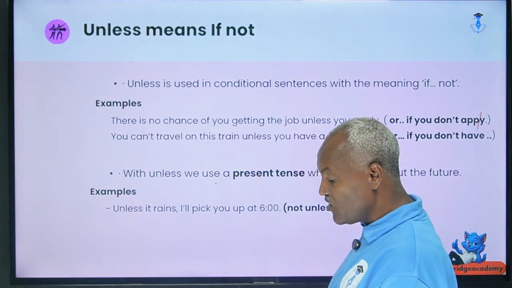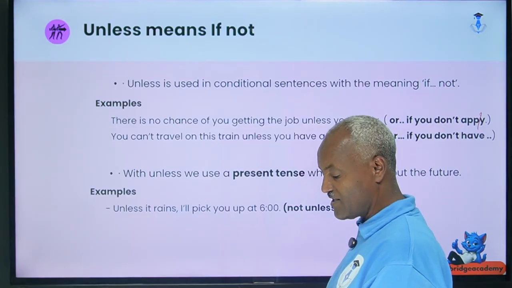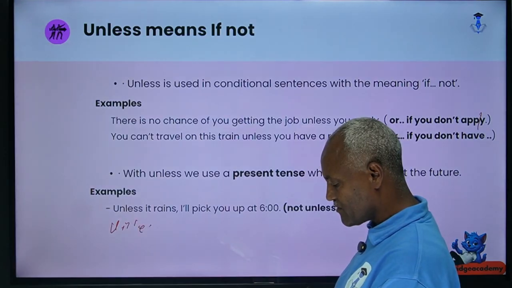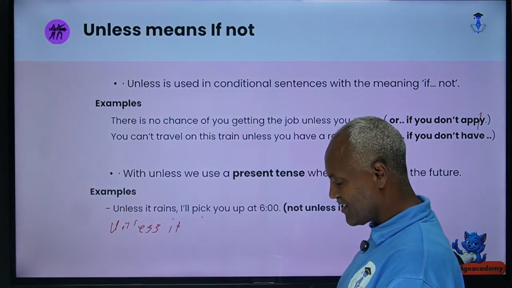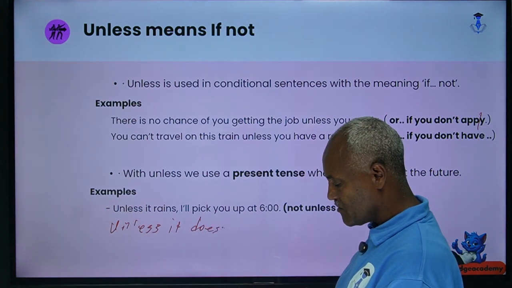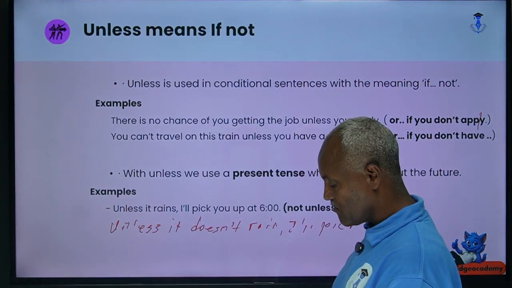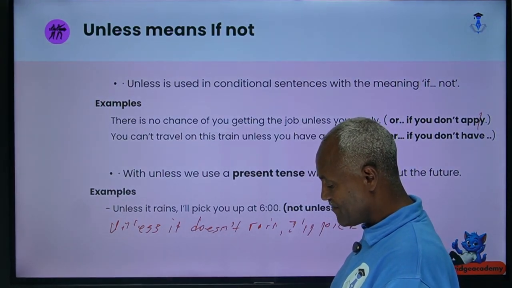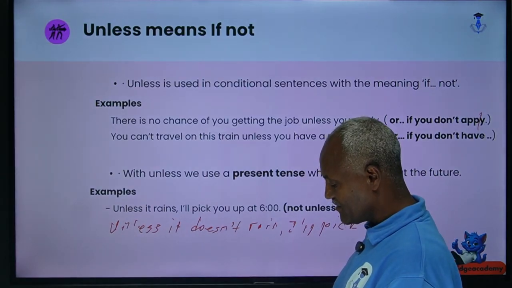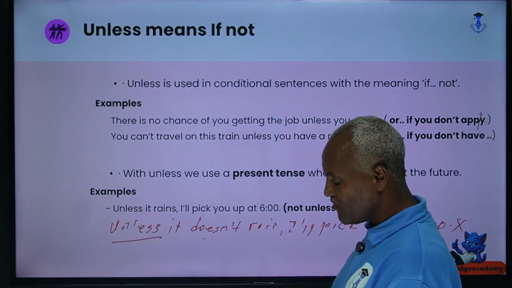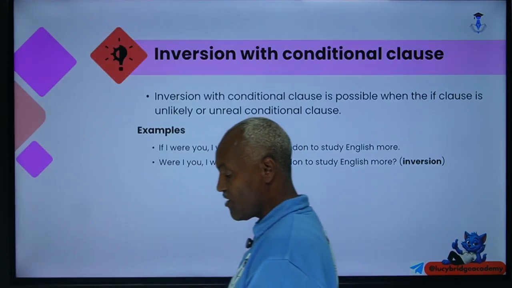With unless, we use the present when we talk about the future. That means unless it rains. For instance, here we can't say unless it doesn't rain, I will pick you up at 6. This is wrong, because we already have unless here, so we don't make it negative. This is what I want you to be aware of.